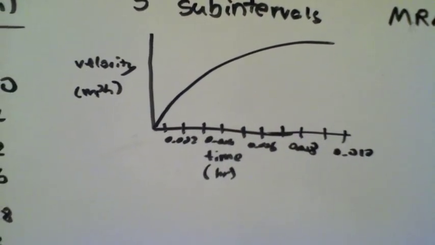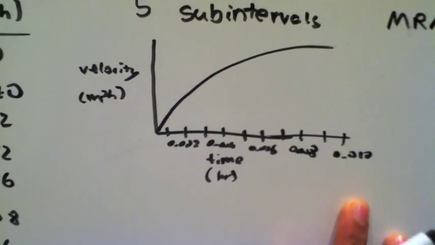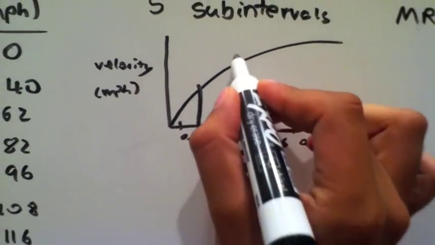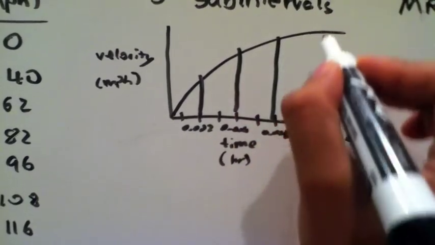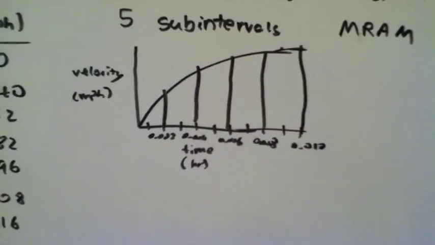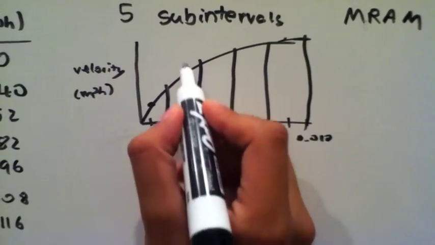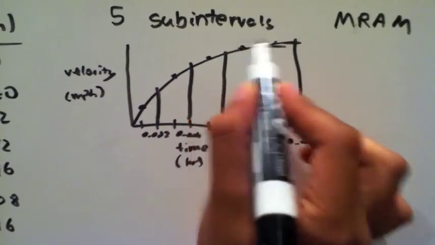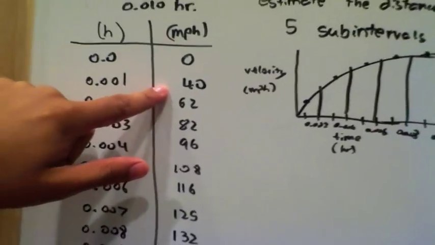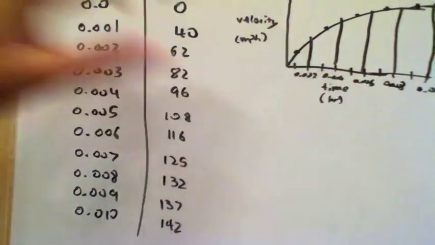So we can split it up into 5 intervals, and we're going from 0.002 to 0.01. We can just take every even one and just draw a line. So we'll just draw a line, and we'll split it up into 5 neat subintervals of the graph. And if you're using MRAM, which is what we want to use, we want to use the speed at every odd interval of time that we have. So every 0.001 we'll use that speed, so that'll be 40, and then for here we'll use 0.003, and that speed will be 82, and we'll just go so on and so forth.